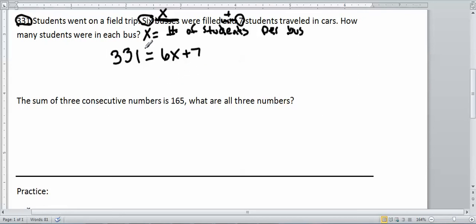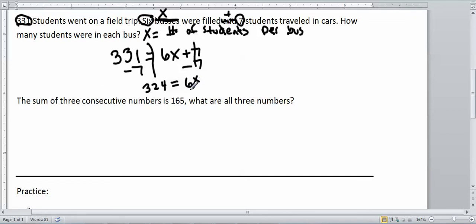Okay, so just like before, the first step is add or subtract. Well, the x, 7 is being added to it, so I'm going to subtract 7 from both sides. Okay, so I get 331 minus 7, and that gives me 324. Okay, the 6x comes down because I haven't done anything to that, and I'm canceling out the 7. So I get 324 is equal to 6x.